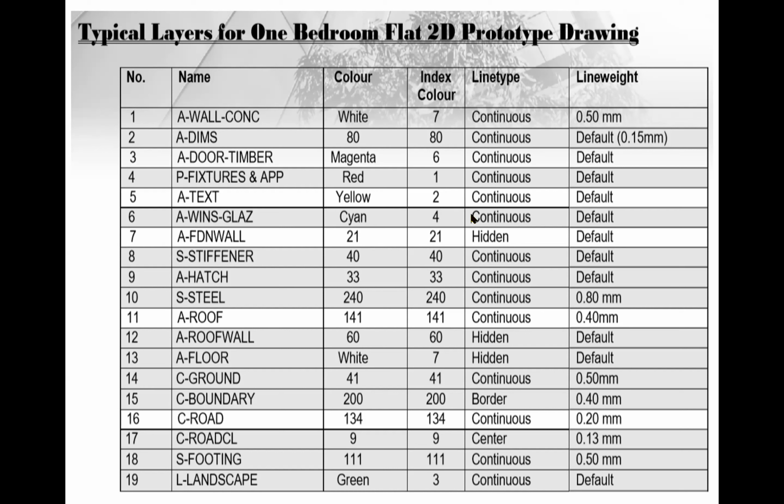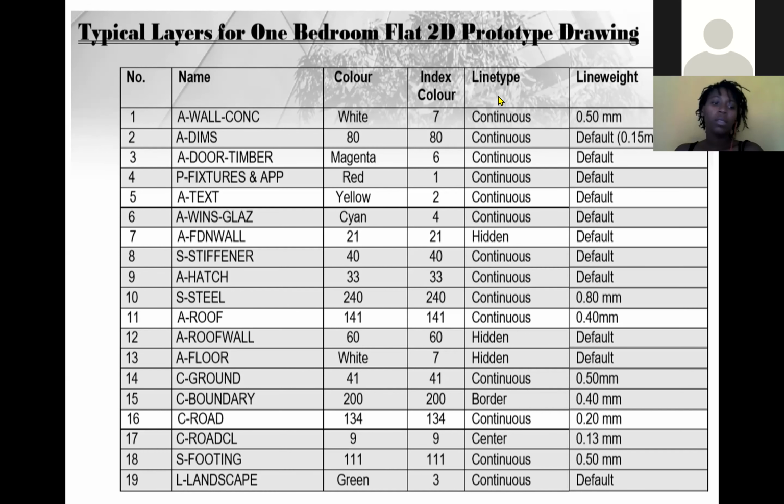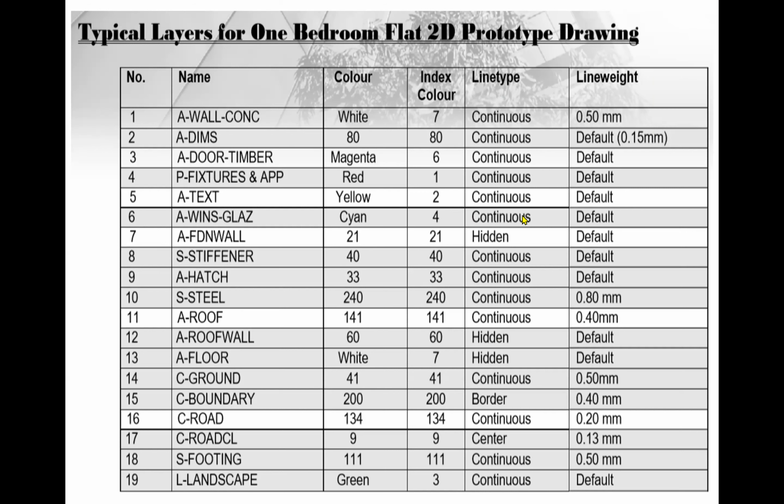So we're going to have the line type, which is either going to be a continuous line or a broken line. So layer number 7, which is the foundation wall layer, basically has a line type that is hidden. So we're going to be looking at how you load the line type. As well, some of our lines are going to be very thin and some will be thicker, so we'll look at how you work with line weight as well.